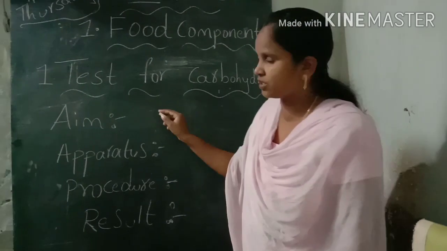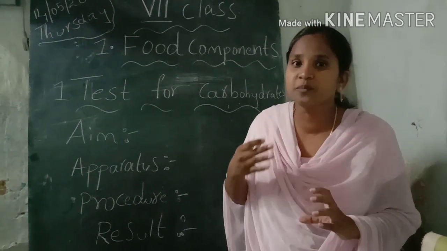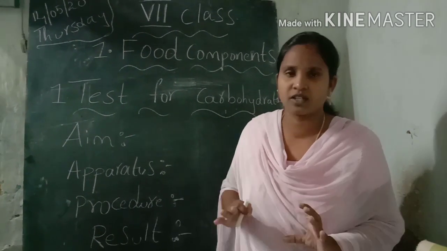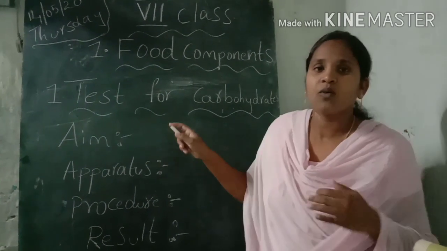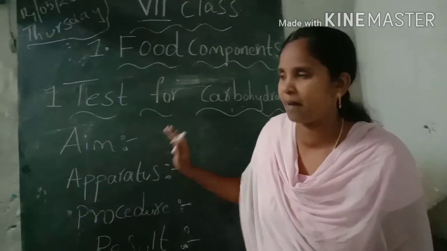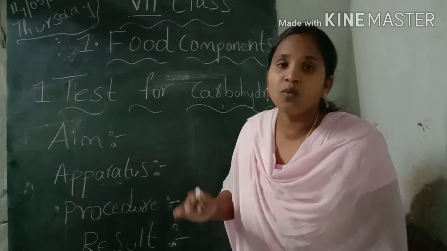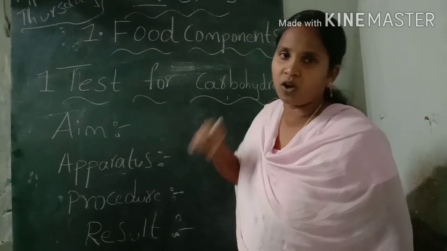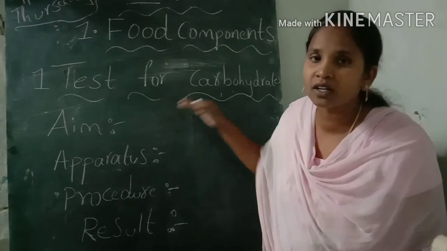Whatever sample we have taken, what is our aim? We are going to observe whether carbohydrates are present in that food source or not. That is our aim. So here, what you will write as the aim is: to observe the carbohydrates present in the given sample. Next, apparatus. Here apparatus means the materials which are required to observe the carbohydrates, the materials or equipment required for the test for carbohydrates.